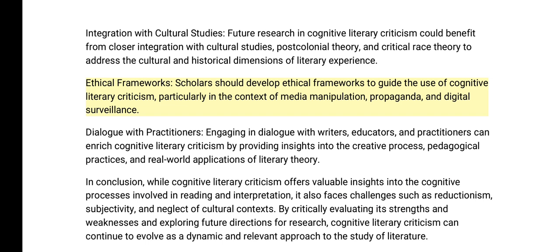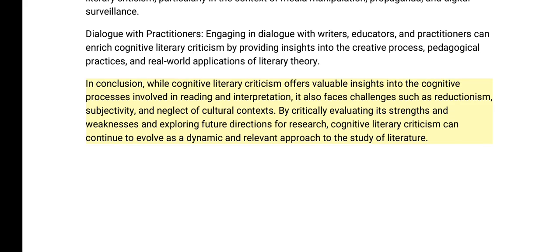Ethical frameworks. Scholars should develop ethical frameworks to guide the use of cognitive literary criticism, particularly in the context of media manipulation, propaganda, and digital surveillance.